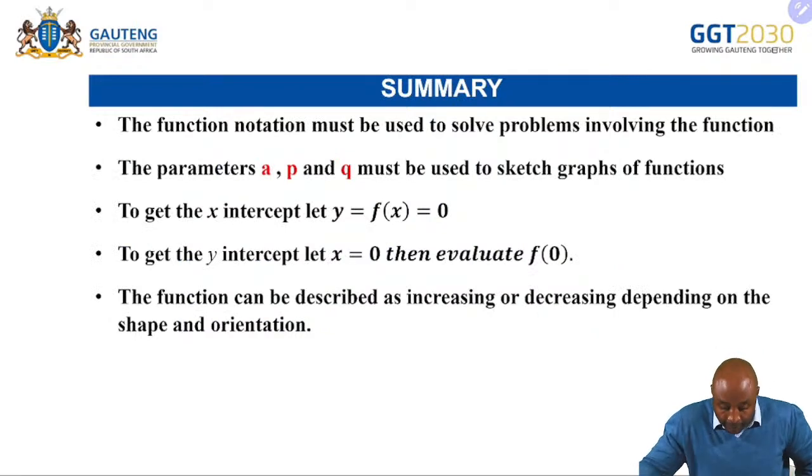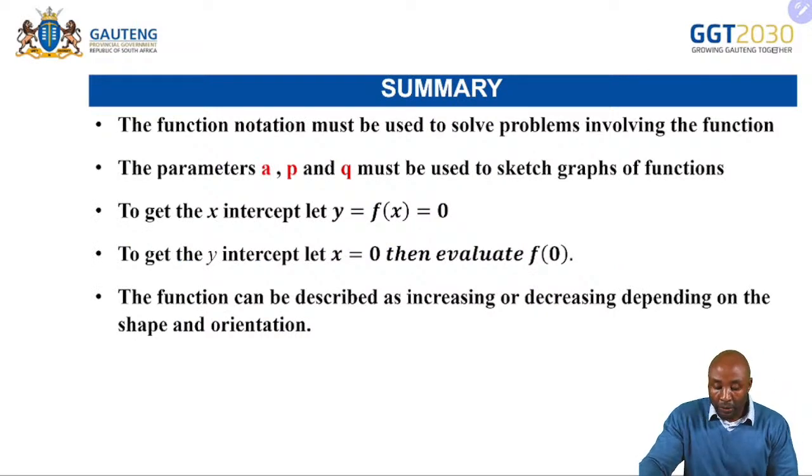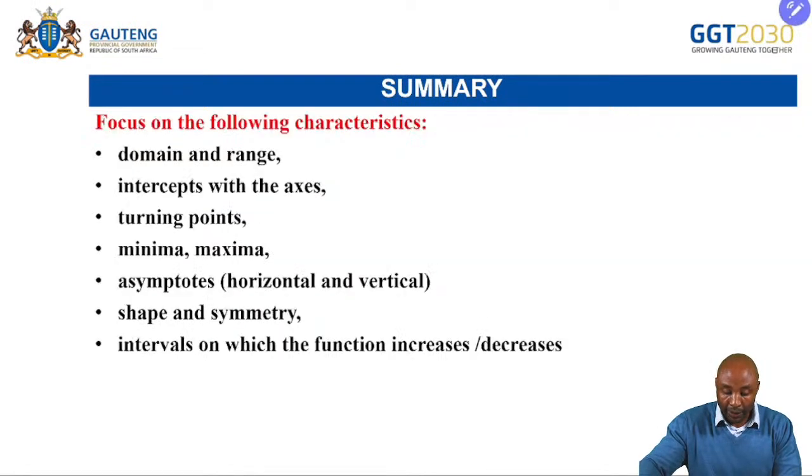So in summary, we must be able to use the function notation to solve problems involving functions. The effects of the parameters we have summarized them and must be used to help us sketch the graphs. To get the y-intercept, I have said that one. To get our y-intercept, we evaluate f of 0. So the function can be described as increasing or decreasing depending on the shape and orientation of that particular function.